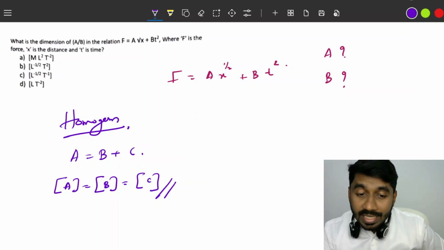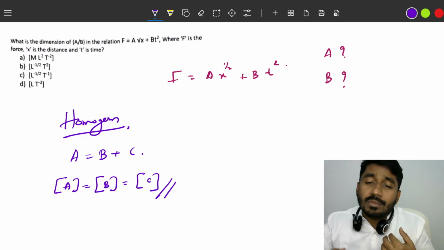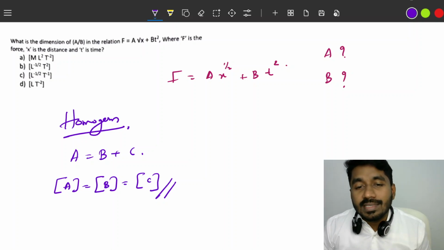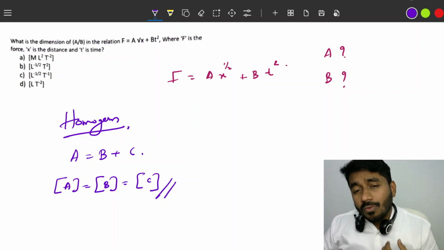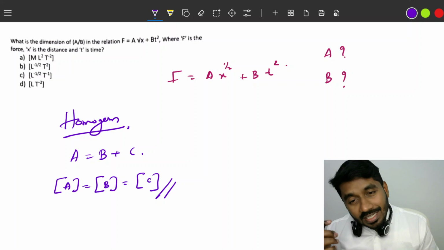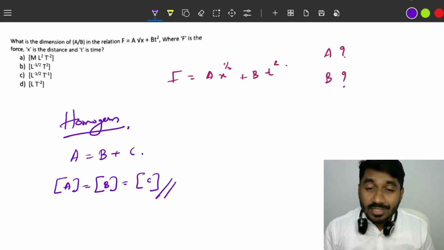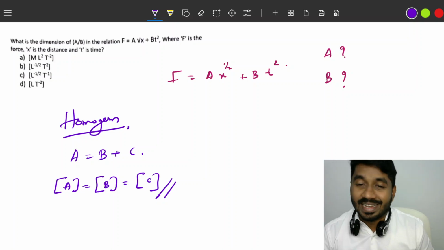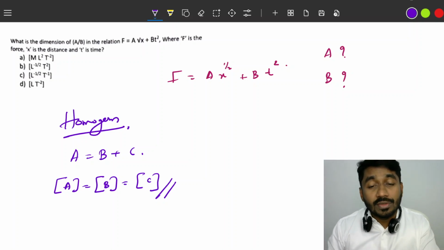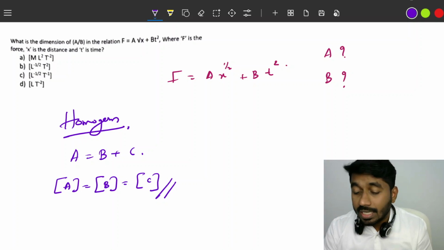So for any equation, for example, V equals U plus AT, or S equals UT plus half AT square, you can verify whether that equation is correct or not using dimensional analysis. It's some other topic. I have added one question based on that topic also.